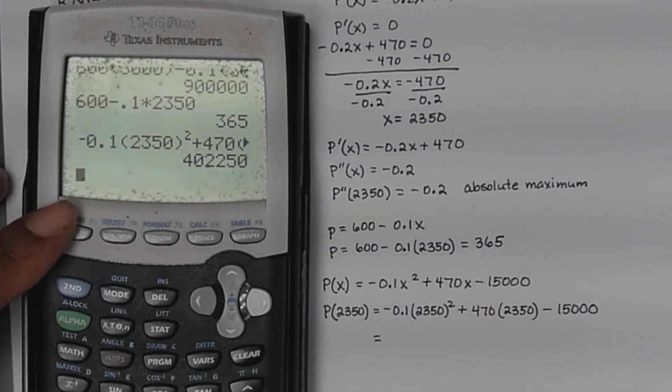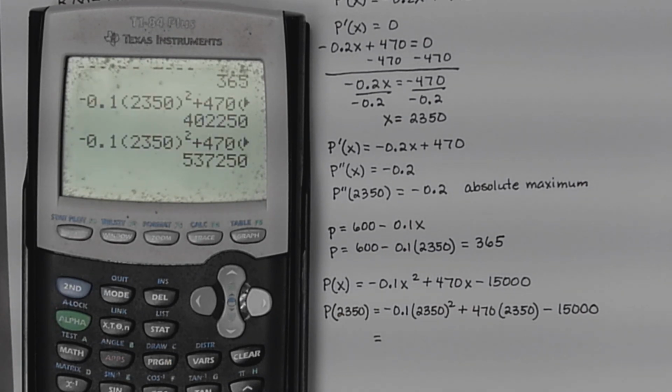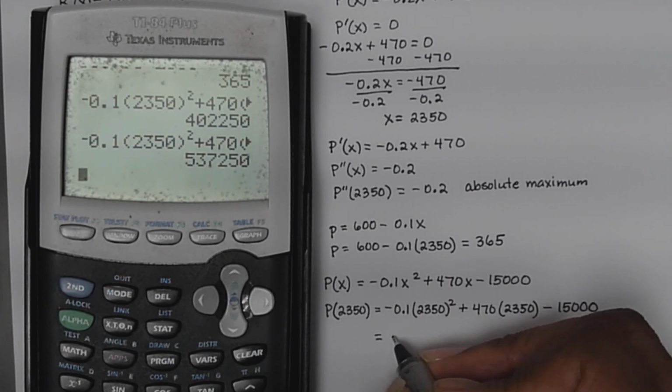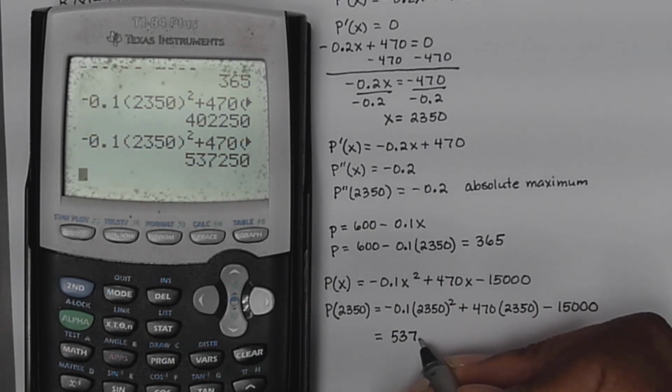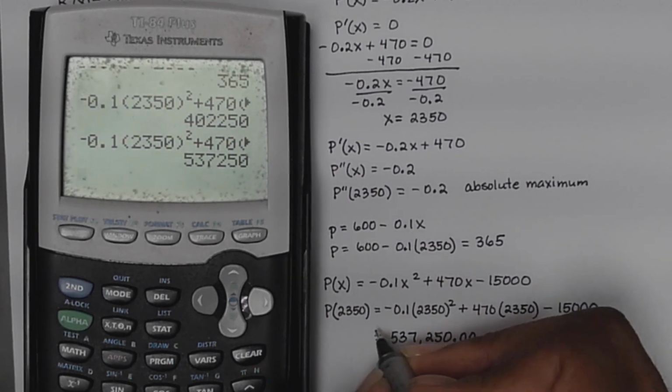Oops. Let me go back. All right, I need to delete a 0 for 15,000. There we go. Here I get 537,250, and this will be in dollars.